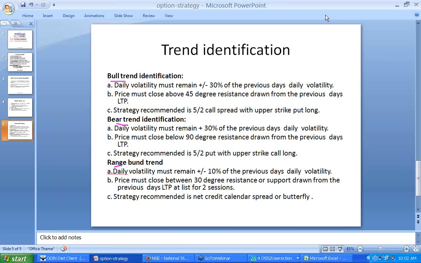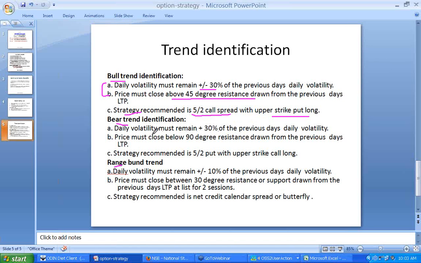Calculation: if the daily volatility remains plus or minus 30% of the previous day's volatility, and price closes above the 45-degree resistance drawn from the previous day's low as per the Gann method, then it is a bull trend. In this case you can also form a 5/2 call spread with the upper strike put long. This is also a strategy you can think of forming in this particular situation.